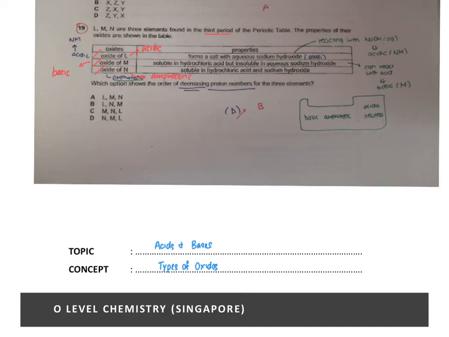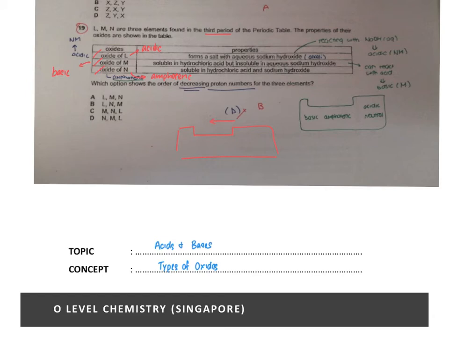Now that we know the nature of the oxides, the question requires you to show the order of the three elements in the periodic table in decreasing proton number. So if you can recall, in a periodic table, decreasing proton number for the elements in the same period means you are going from right to left.